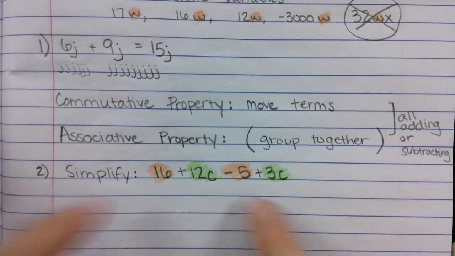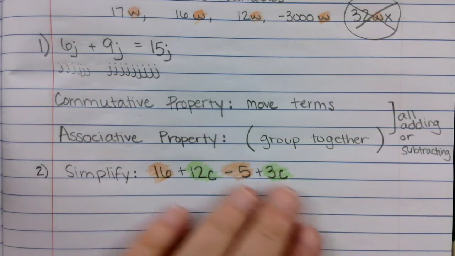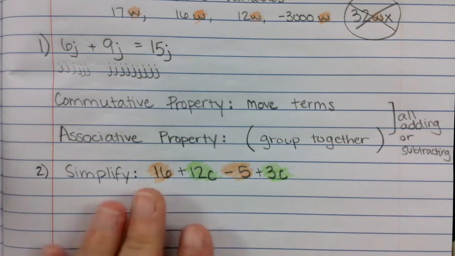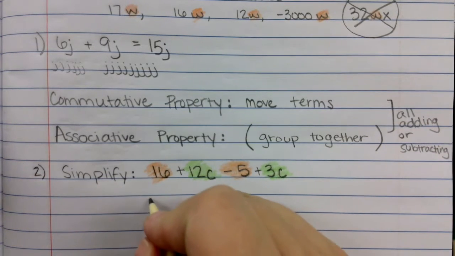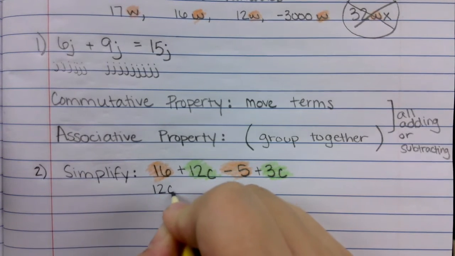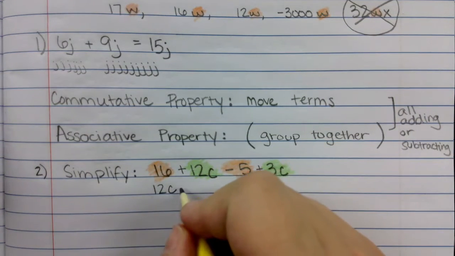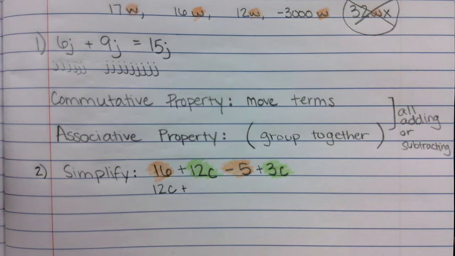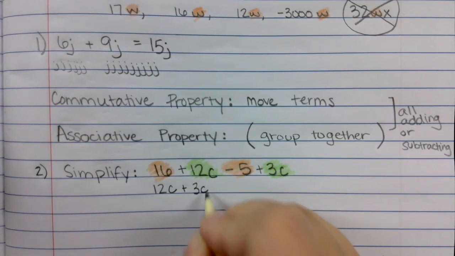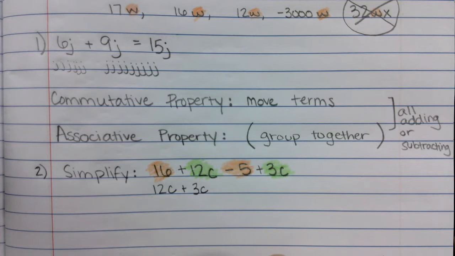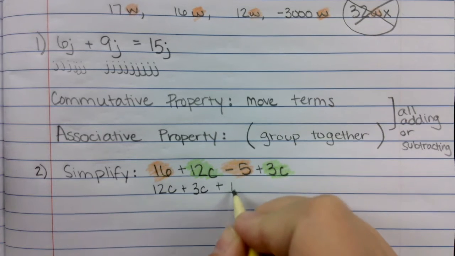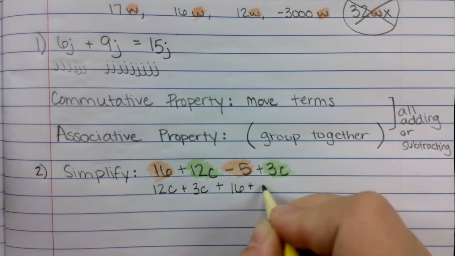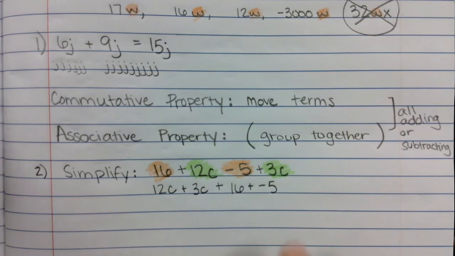All right, so what I'm going to do is put my like terms together. So I'm going to do 12c. And what do I want to put next to my 12c? 3c. I want to put those c's together. Those are like terms. What else do I want to put together? 16 and negative 5. Now there's 2 ways you could do that negative 5. You could write it as minus 5, or you can rewrite it as a plus negative 5. As long as that minus is somehow attached to that 5. It's traveling with that 5.